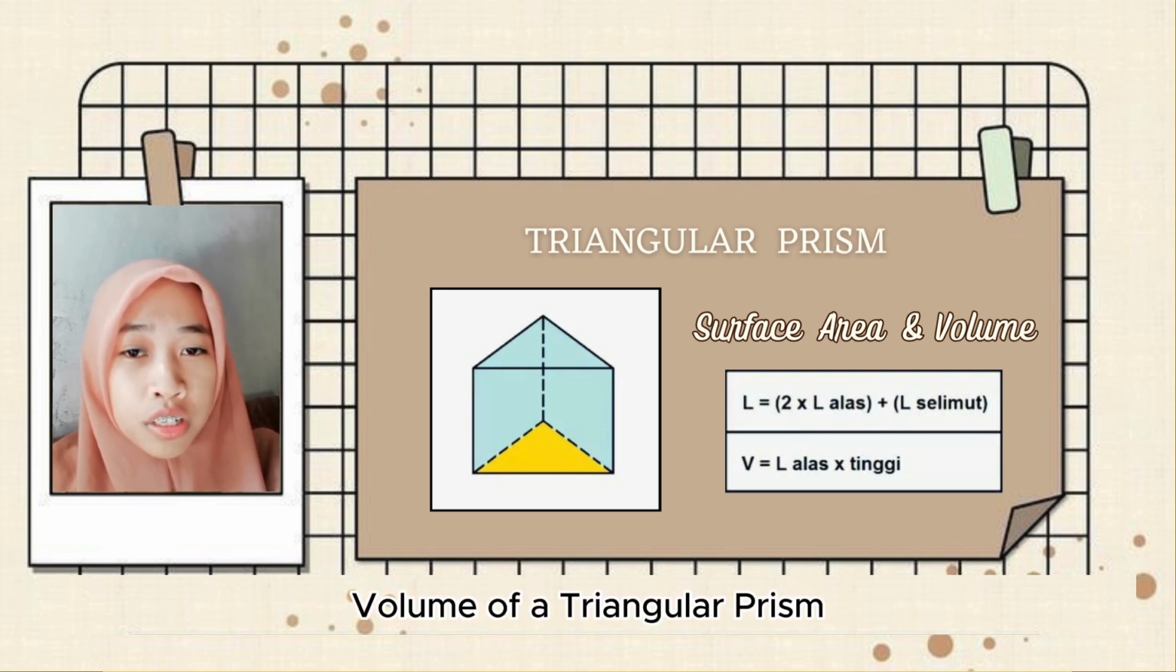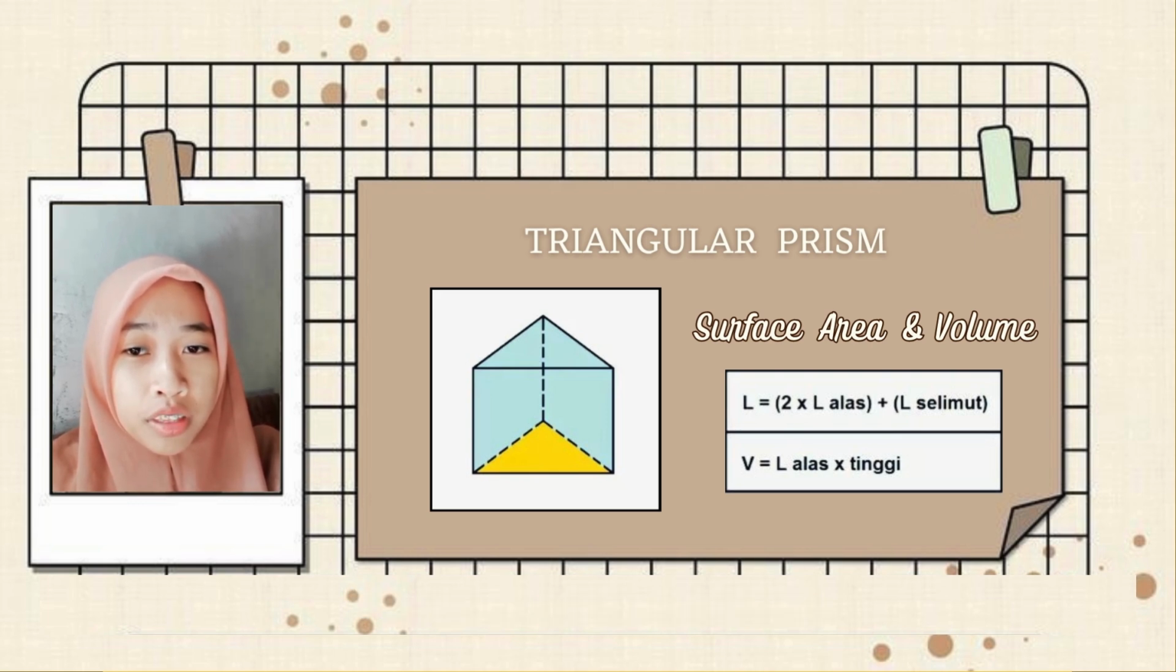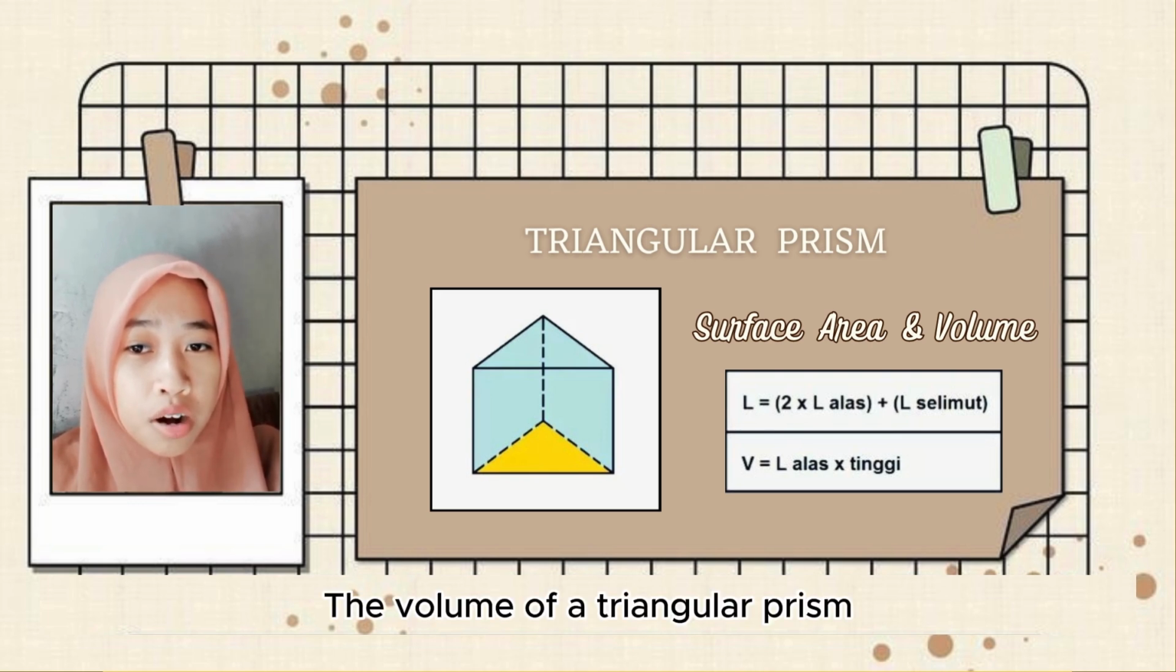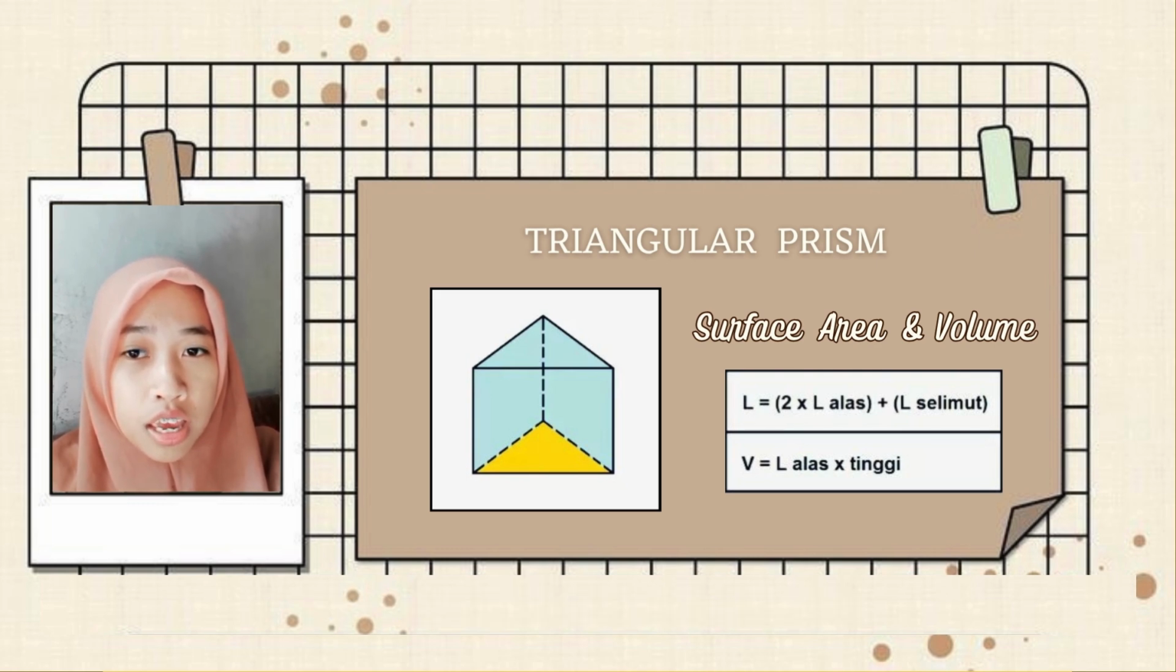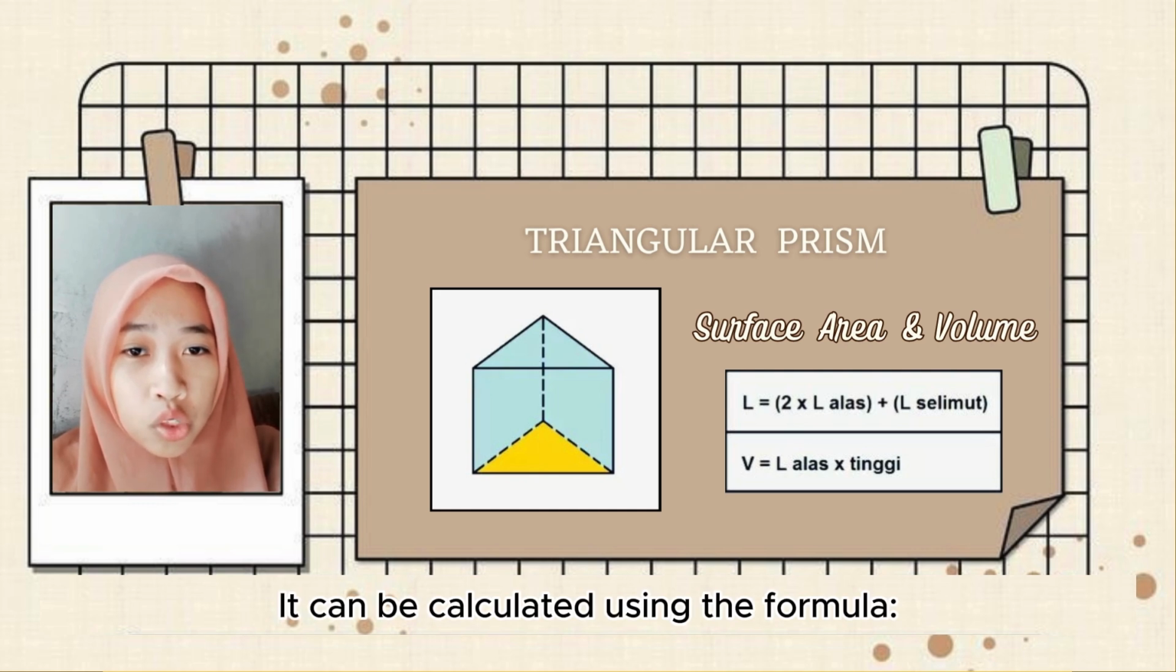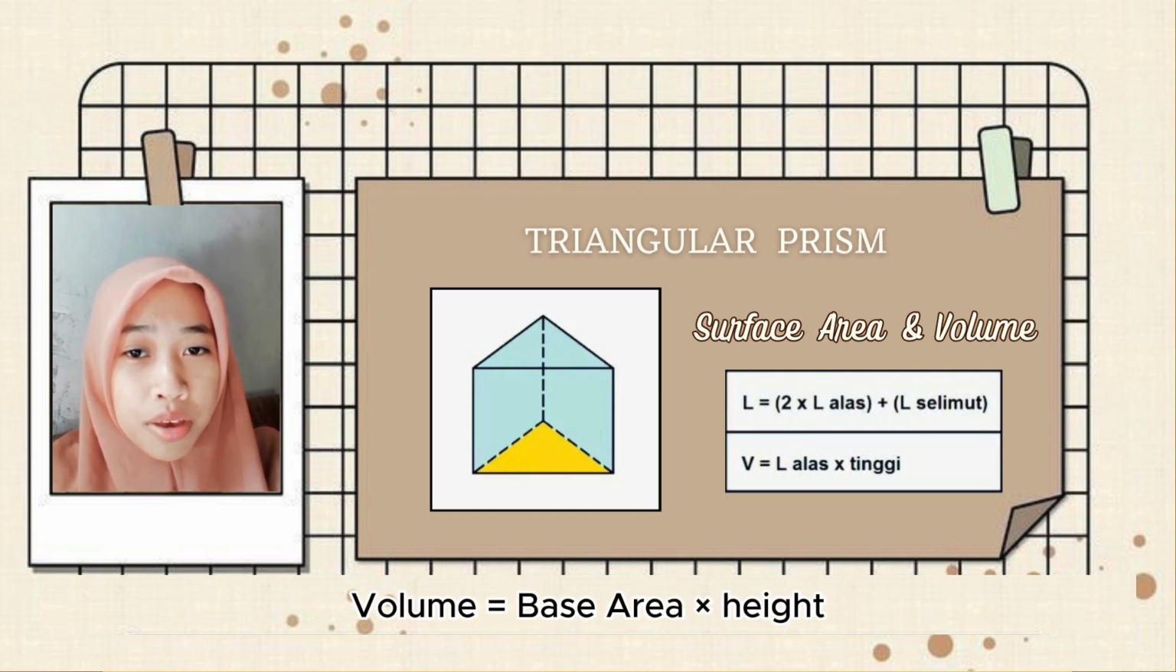Next, volume of a triangular prism. The volume of a triangular prism is the amount of space it occupies in three dimensions. It can be calculated using the formula: volume equals base area times height.